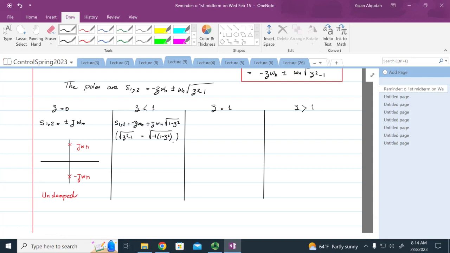If I have a square root of zeta squared minus 1, I can take a negative 1 as a common factor. So then I'm going to have zeta squared minus 1. I can take a negative 1, it's going to be negative 1 multiplied by 1 minus zeta squared. Negative 1 is going to give me a j, and then I can write it as square root of 1 minus zeta squared. Zeta is less than 1, so this term is going to be real. Makes sense why we wrote it like this?